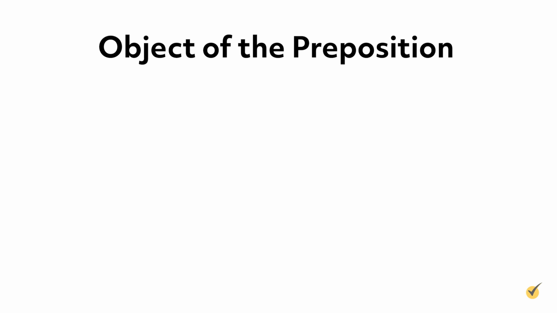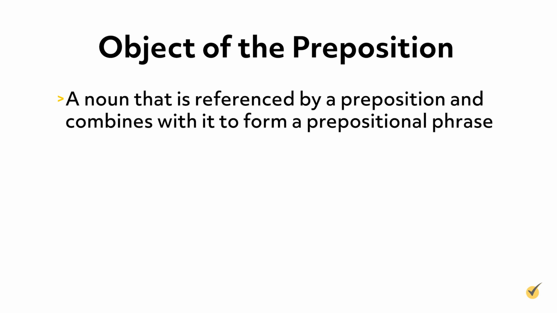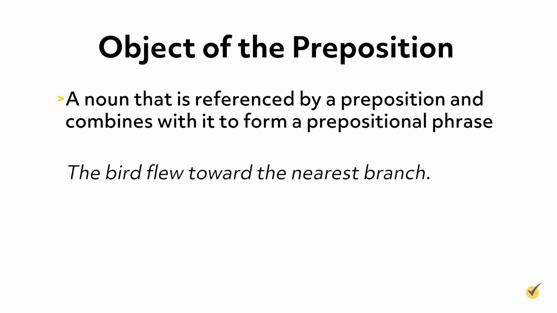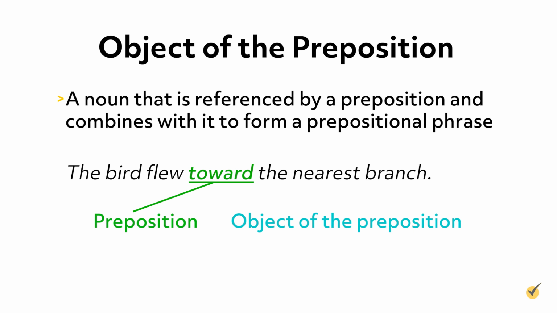The object of a preposition is a noun that is referenced by a preposition and combines with it to form a prepositional phrase. Here's an example. The bird flew toward the nearest branch. In this sentence, the preposition is toward. The noun branch is what the preposition is referring to. In other words, the branch is what the bird is flying toward. This means that the noun branch is the object of the preposition, which creates the prepositional phrase toward the nearest branch.